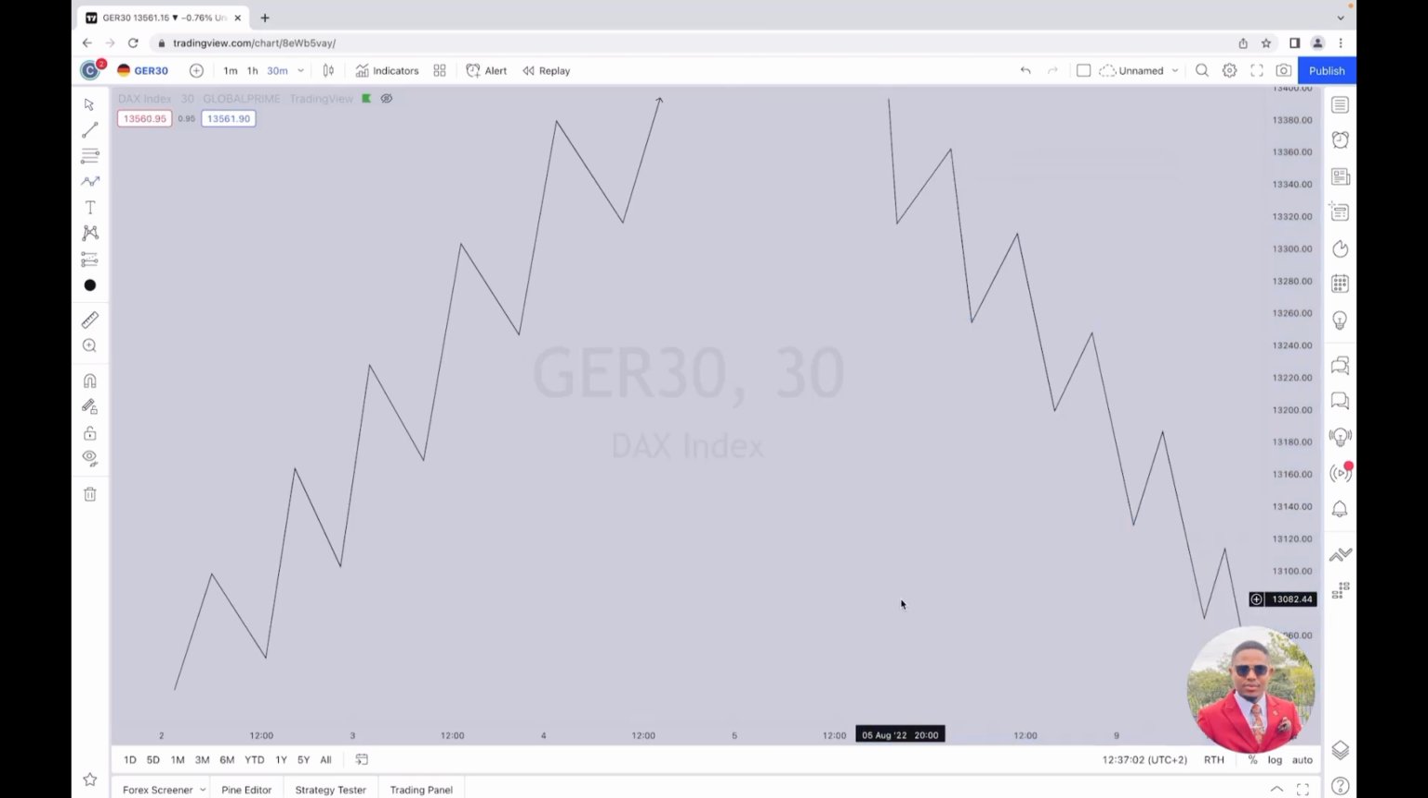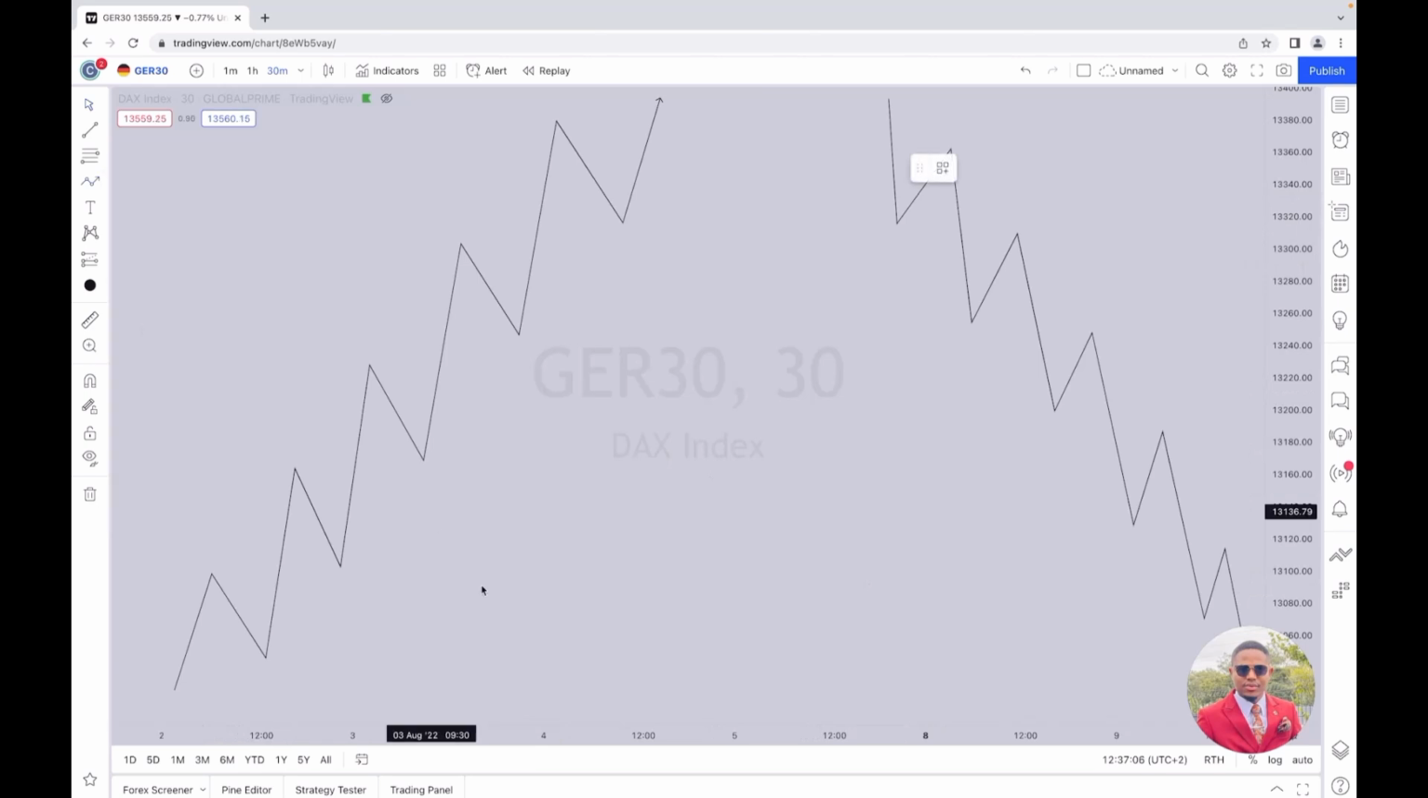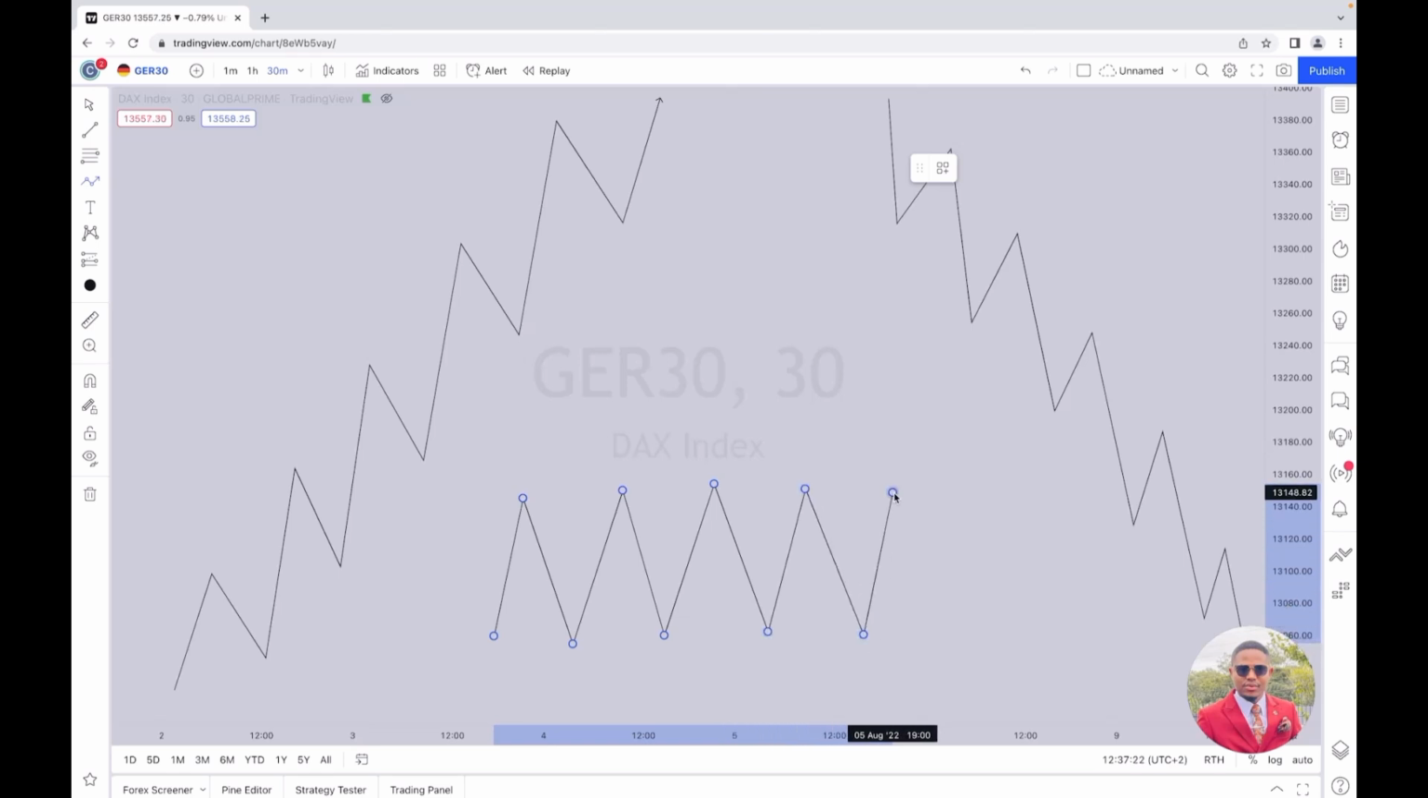Then after that, we've got what is known as a ranging market, right? This is a ranging market. Price is ranging. I'm just going to explain when I'm done drawing the ranging market. So now we've got three types of market movements right here: an uptrend, a downtrend, then a ranging market.